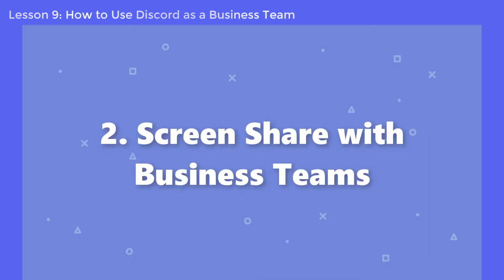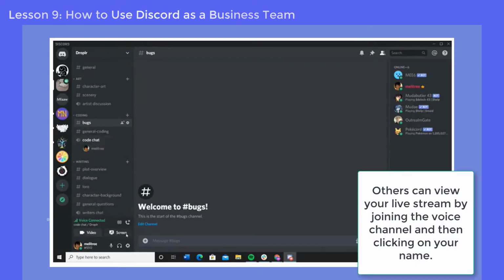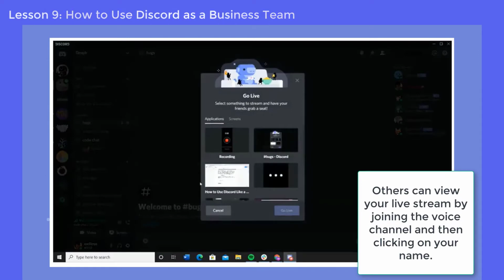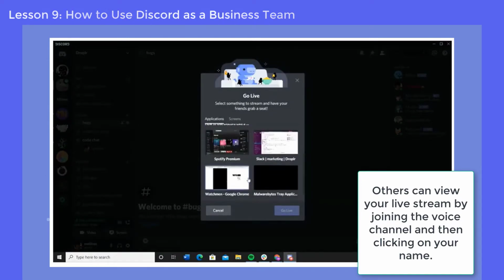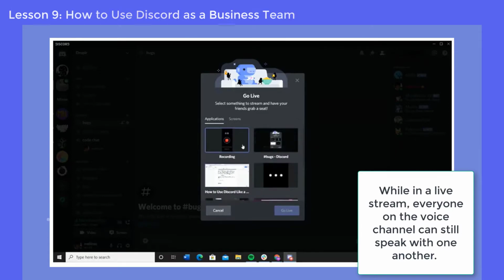Number 2. Screen share with business teams. Screen sharing on Discord lets you share important information on your computer screen with the rest of your team. To screen share, first enter a voice channel, then click on the share button. Others can view your live stream by joining the voice channel and then clicking on your name. While in a live stream, everyone on the voice channel can still speak with one another.